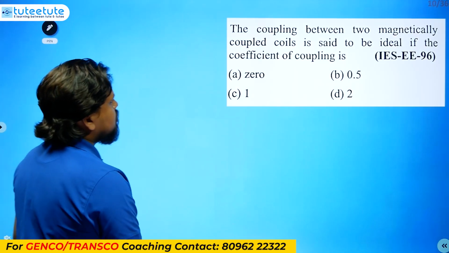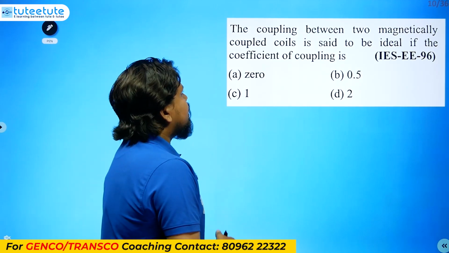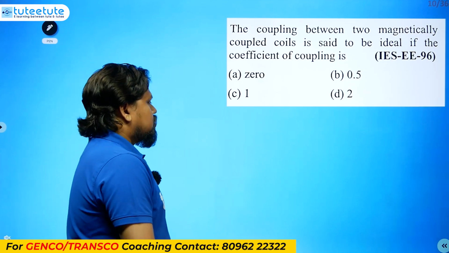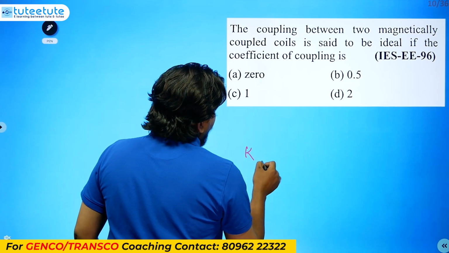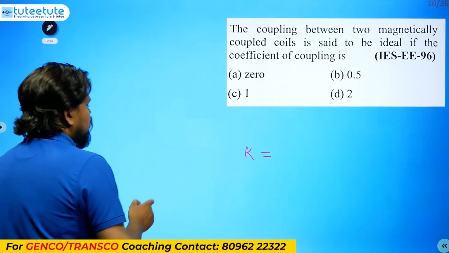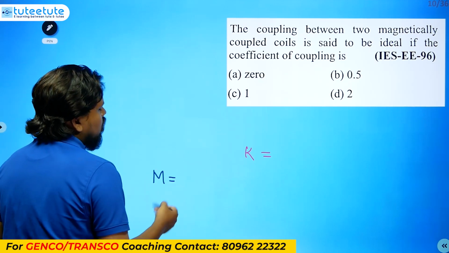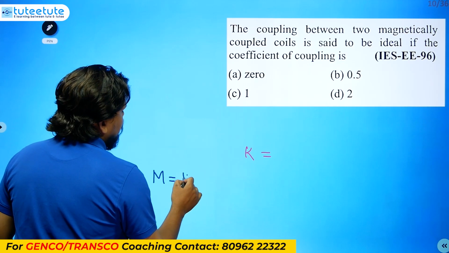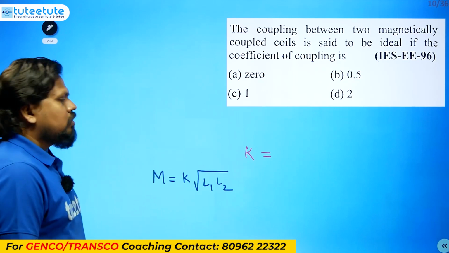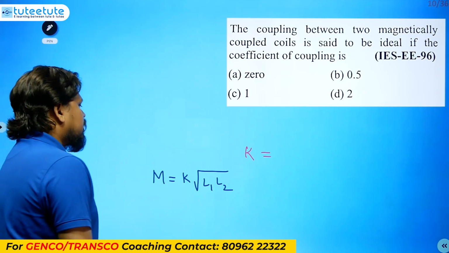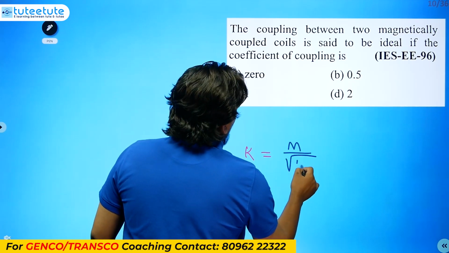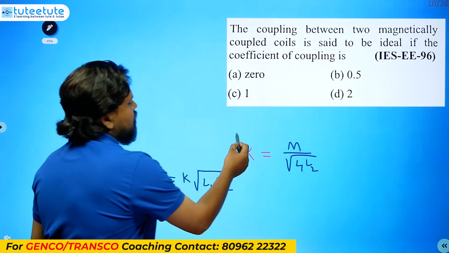Okay, so next question: the coupling between two magnetically coupled coils is said to be ideal if the coefficient of coupling is... Coefficient of coupling means K. How do we represent this K? Generally the mutual inductance between two coils can be represented as M equals K into root L1 L2. So what is the K value? K equals M divided by under root L1 L2. So this is the value of K.